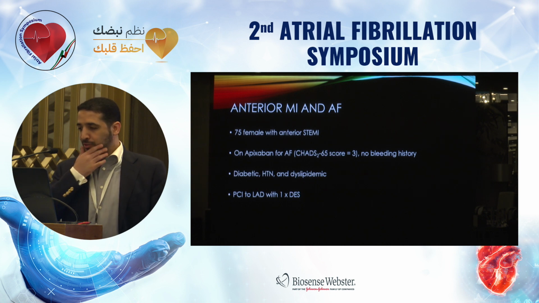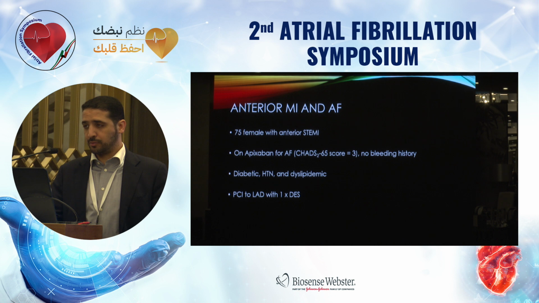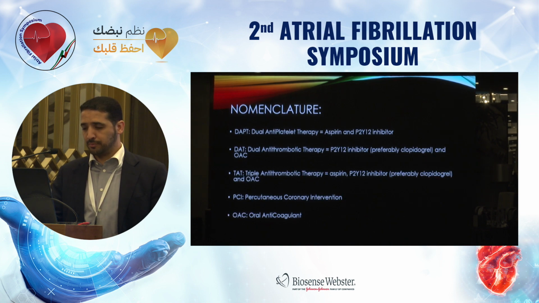Another patient presented with anterior MI and had AFib. He is 75 and on apixaban for atrial fibrillation, with a CHA2DS2-VASc score of 3 and no bleeding history. He's diabetic, hypertensive, and dyslipidemic, and he had 1 stent to the LAD. To make it simple, it's just a single vessel disease. So how are you going to treat him? Same options.